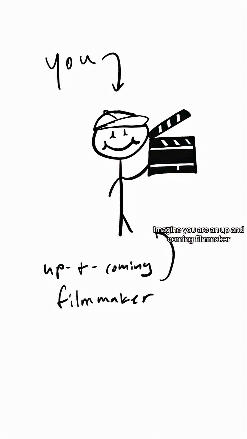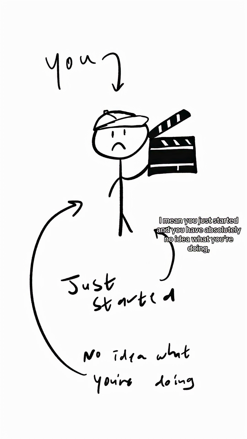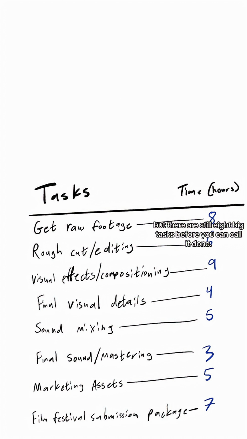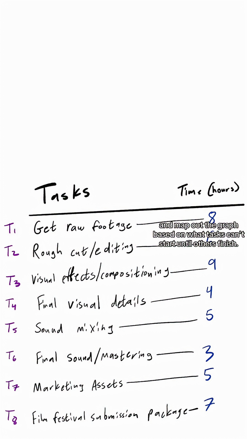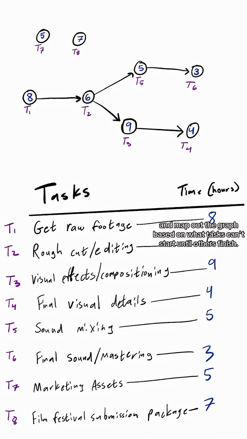Imagine you are an up-and-coming filmmaker and your very first project is finally in the works. And by up-and-coming, I mean you just started and you have absolutely no idea what you're doing, especially when it comes to scheduling. You have your script ready to go, but there are still 8 big tasks before you can call it done, and you know roughly how long each one should take. Let's label those tasks T1 through T8 and map out the digraph based on what tasks can't start until others finish.